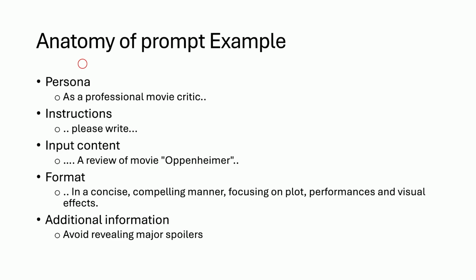You will get better output when compared to the prompts you are using now, without any context, persona, instructions, or format, where you are directly saying, give me some answer, which won't work. It won't act as a professional movie critic. If you mention professional movie critic, it will get the context, from the instructions and input it will get the details, from the format it will understand what your exact ask is, and from the additional information it will know what it has to skip. So by using this anatomy, you will craft a better prompt.